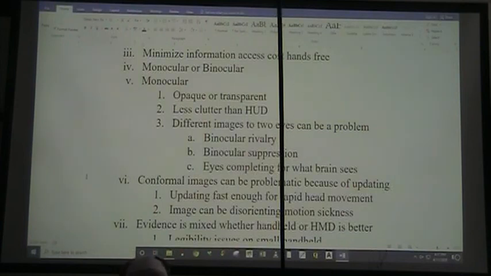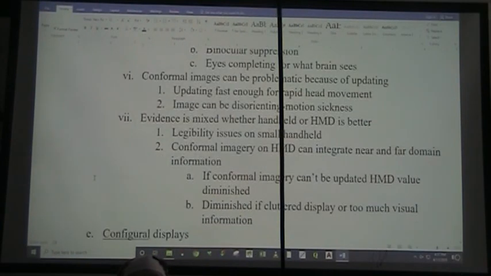So now there's also a problem of what we are showing on our head-mounted display. If we're trying to show conformal images, in other words, enhance things that we're seeing ordinarily, they might not be updating fast enough to keep up with head movement. So that can lead to the image being distorted and getting motion sickness.